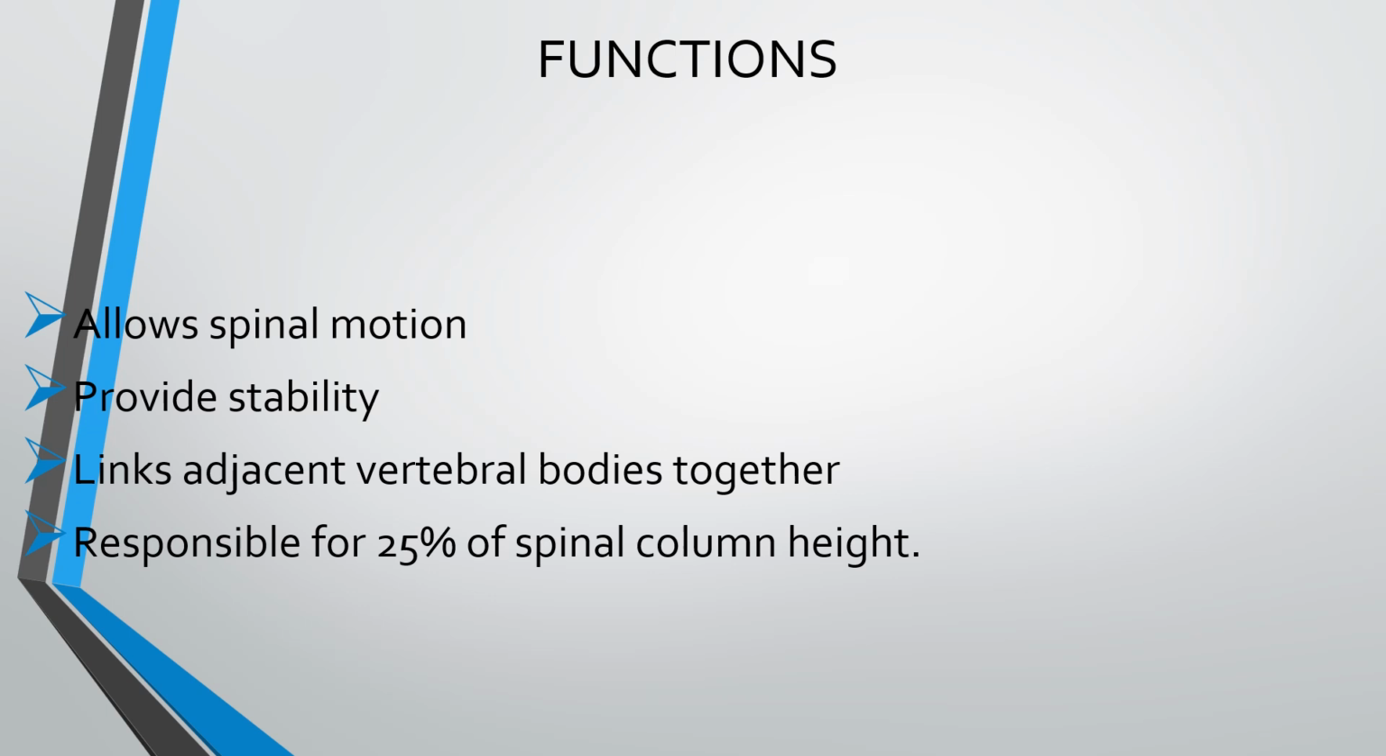So in allowing the spinal motion, these are movements such as forward bending, backward bending, lateral bending, and the rotations. Then it provides stability with the help of the muscles and the ligaments, then linking the adjacent vertebral bodies together, then responsible for 25% of the vertebral column height.